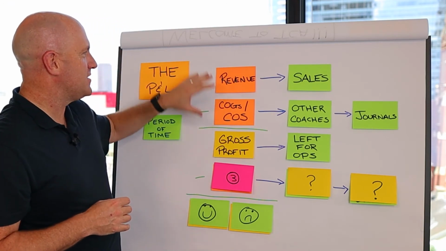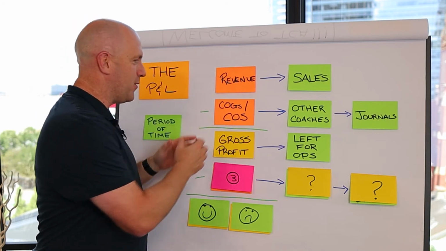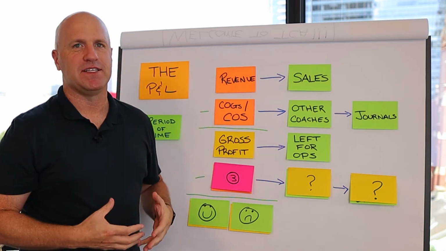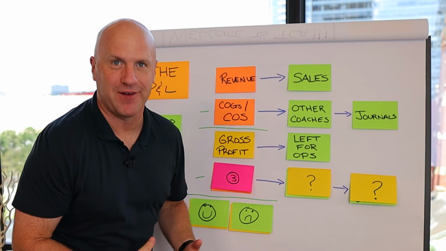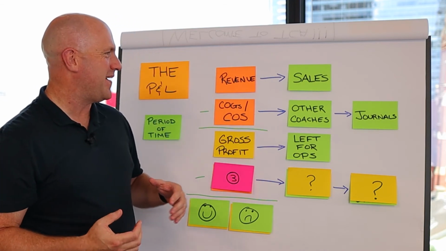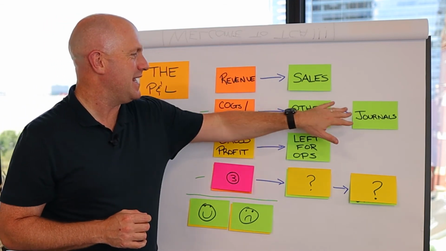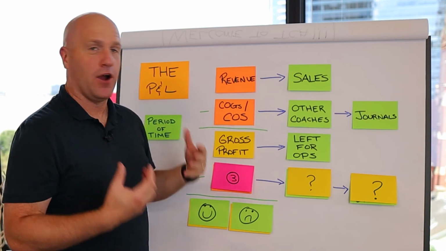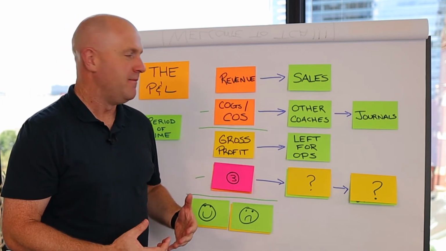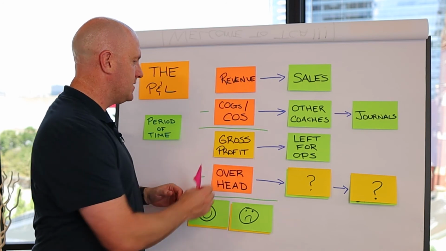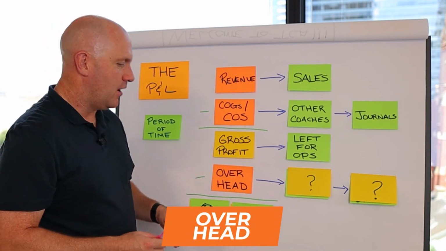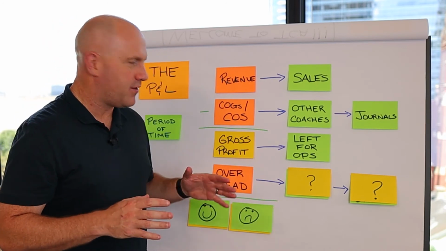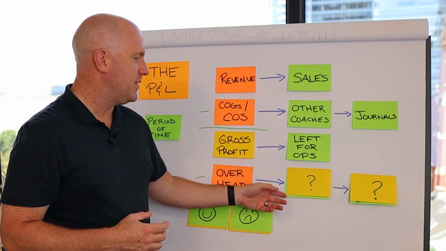Once we subtract cost of goods from revenue, we know that we're left with gross profit. But if you've been in business more than about 2 hours, you probably know by now that there are other expenses in our business other than our cost of goods and cost of services, right? And we call those expenses overhead, right?